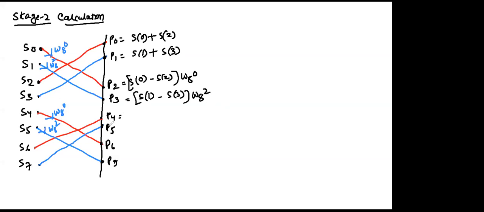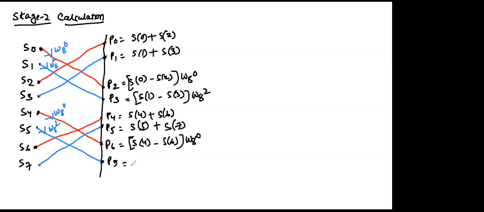Same, you see P4. In case of P4, what is the butterfly input? S4 and S6. This is the input, and output is P4 and P6. So we can write S4 plus S6 and this is your S4 minus S6 multiply omega 8 at 0. Then the final one. Final input is S5 and S7. S5 plus S7. This is your S5 minus S7 multiply omega 8 at 2.